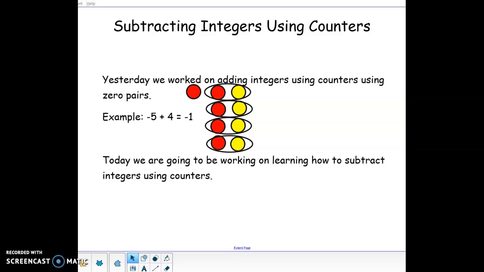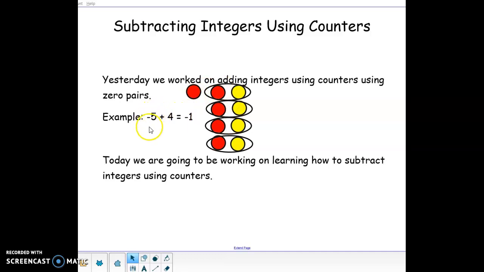Good morning, sixth graders. Today what we're going to do is look at subtracting integers using counters. Yesterday we worked on adding integers using counters, and when we did that we worked on adding them using zero pairs. We said a zero pair consists of one positive integer and one negative integer.